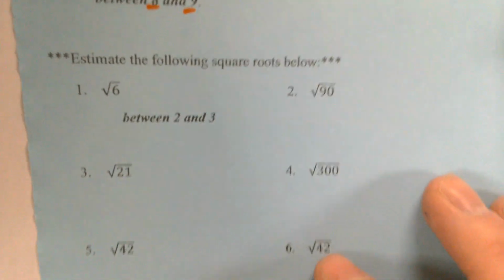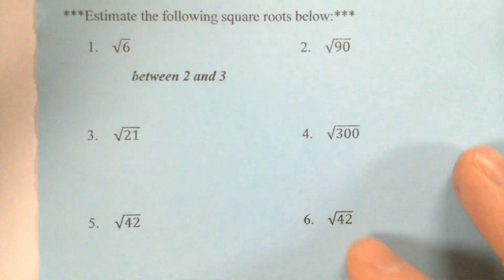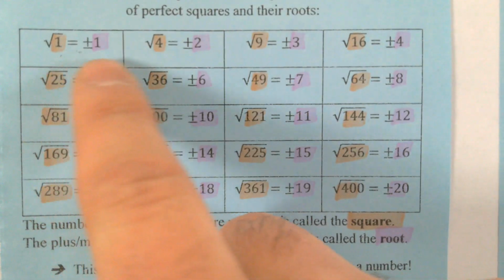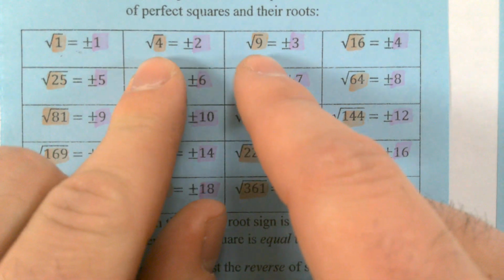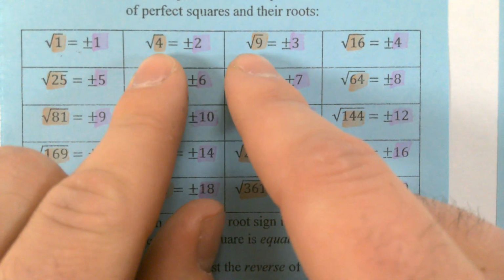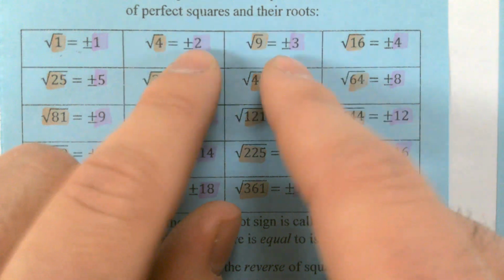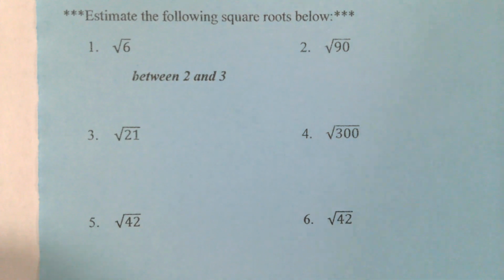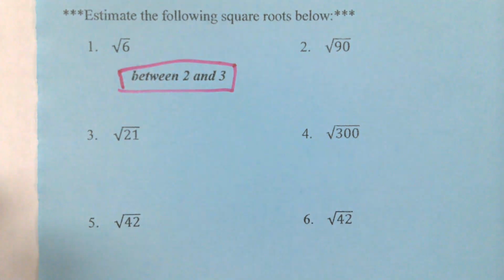For example, if we look down here at number 1, we got the square root of 6. All you need to do is look at your orange numbers here. It's going to be in between 4 and 9. So my root's got to be in between 2 and 3. All you have to write down is between 2 and 3.